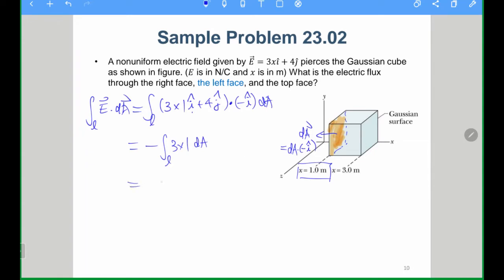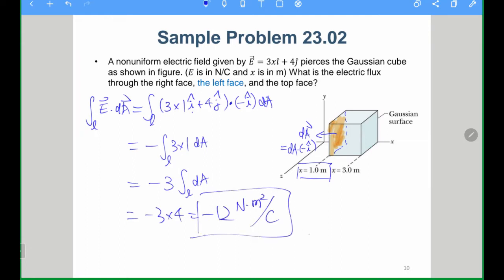Okay, so here we have negative 3 integration of dA, so it is negative 3 times 4, which is negative 12 Newton meter square per Coulomb. So most of the stuff is similar, but the only difference is that x is 1, and the dA vector is dA times negative i hat. Okay, so we do the similar calculation.